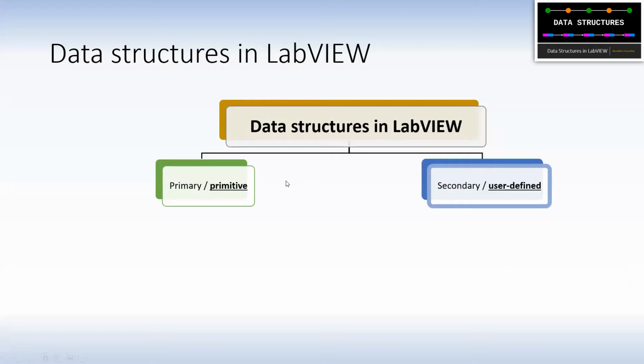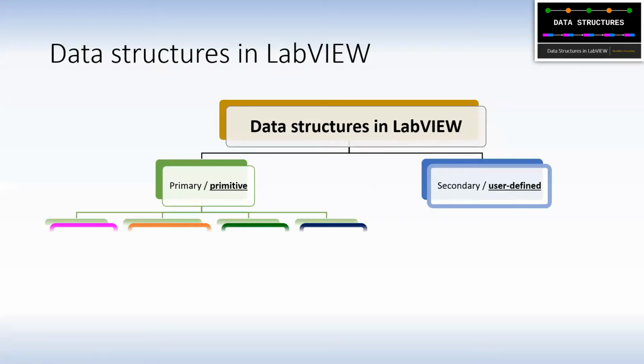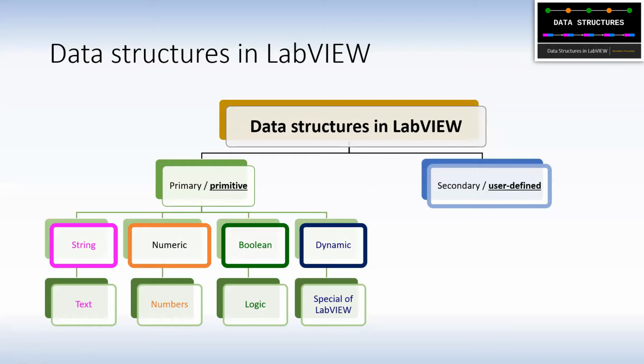There are basically two types of data structures in LabVIEW. One is called primitive or primary, which is common to all languages, and another one is secondary, which are user defined. Means we define how that data should appear, because as per our demand, we define some kind of data types and use them for different applications. In primary data types, there are four data types: string, numeric, Boolean, and dynamic.